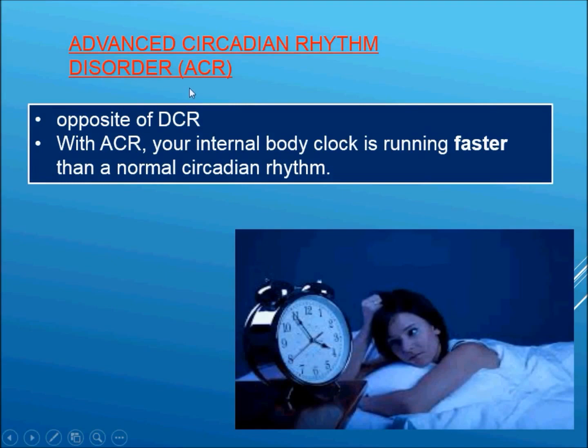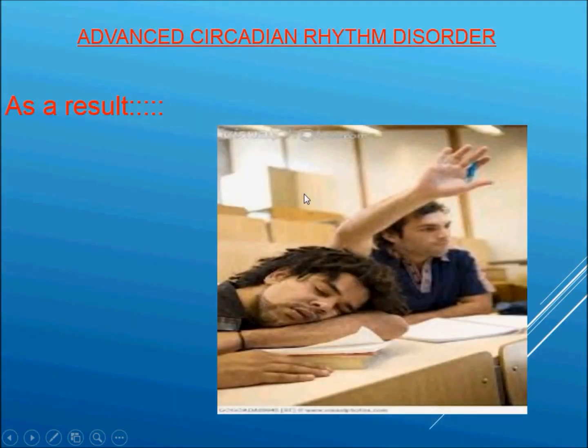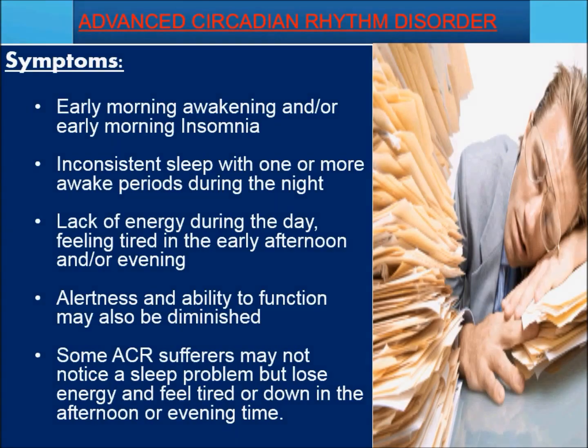Now comes another disorder, and that is known as advanced circadian rhythm disorder, that is ACR. It is just opposite to DCR. In DCR, your internal body clock always runs slower than the normal circadian rhythm, but here in ACR it is just opposite. Your internal body clock is running faster than the normal circadian rhythm. As a result, this is what takes place.